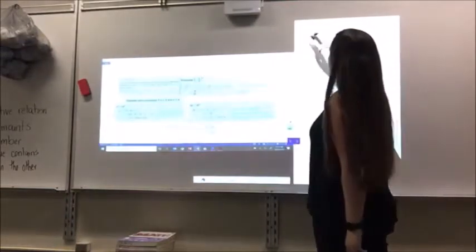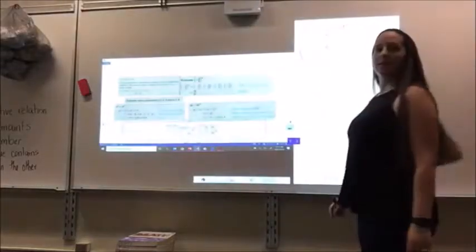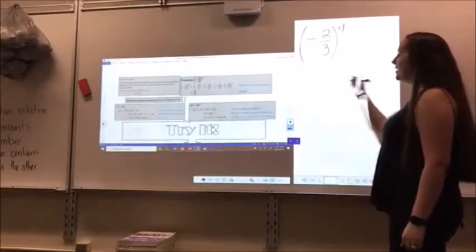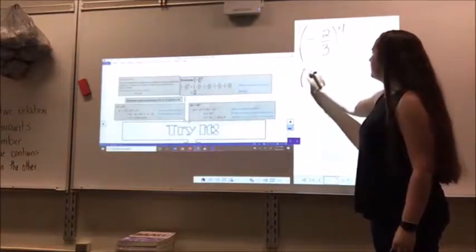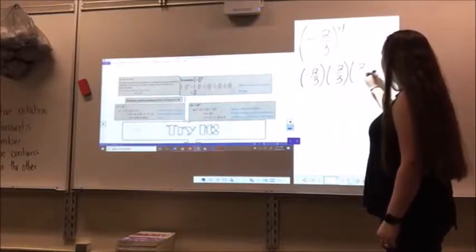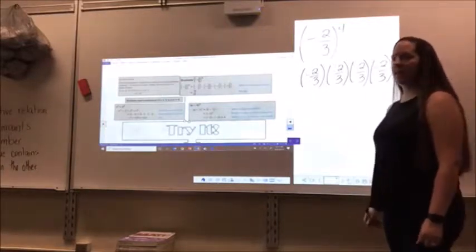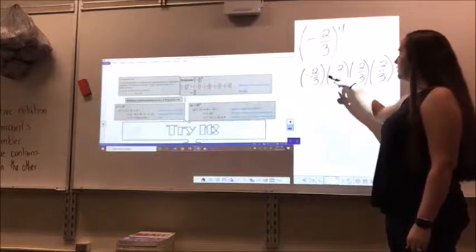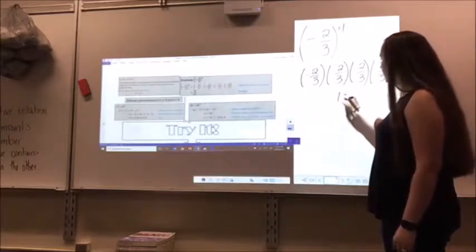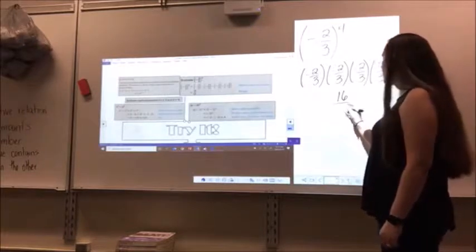For this one I have negative 2/3 to the fourth. This is telling me that I'm multiplying negative 2/3 times negative 2/3 times negative 2/3 times negative 2/3. When I multiply this out, 2 times 2 is 4, 4 times 2 is 8, 8 times 2 is 16. 3 times 3 is 9, 9 times 3 is 27, 27 times 3 is 81.